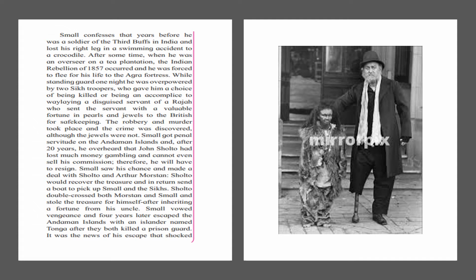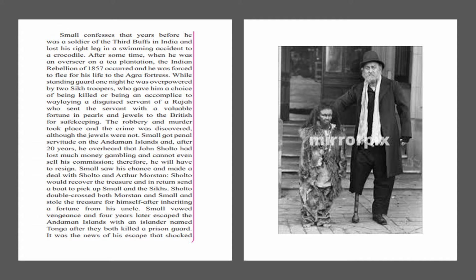Small saw his chance and made a deal with Sholto and Arthur Morstan. Sholto would recover the treasure and in return send a boat to pick up Small and the Sikhs. Sholto double-crossed Morstan and Small and stole the treasure for himself after inheriting a fortune from his uncle.